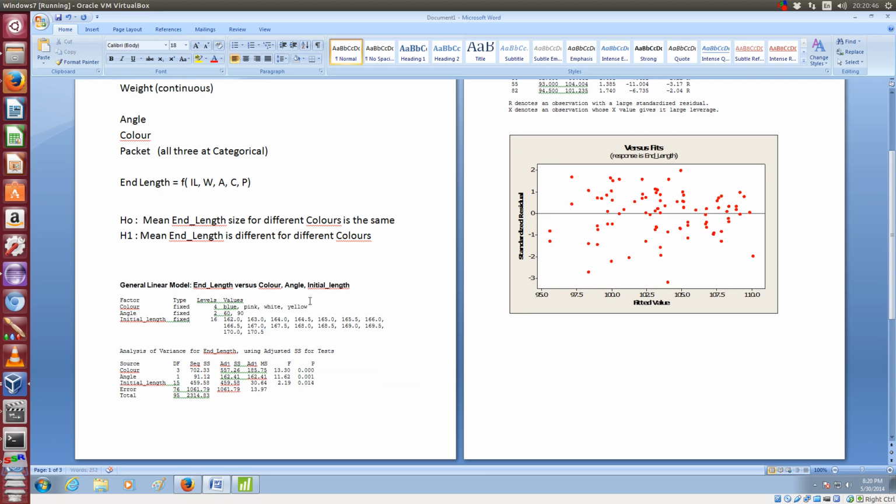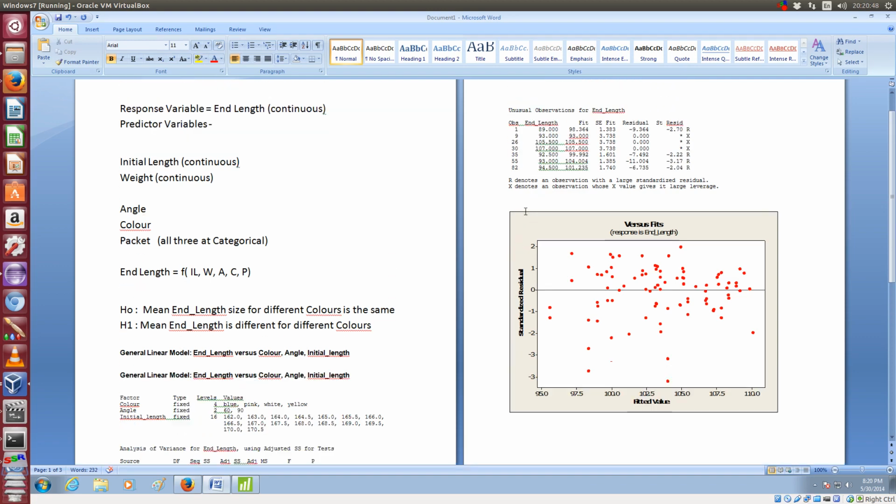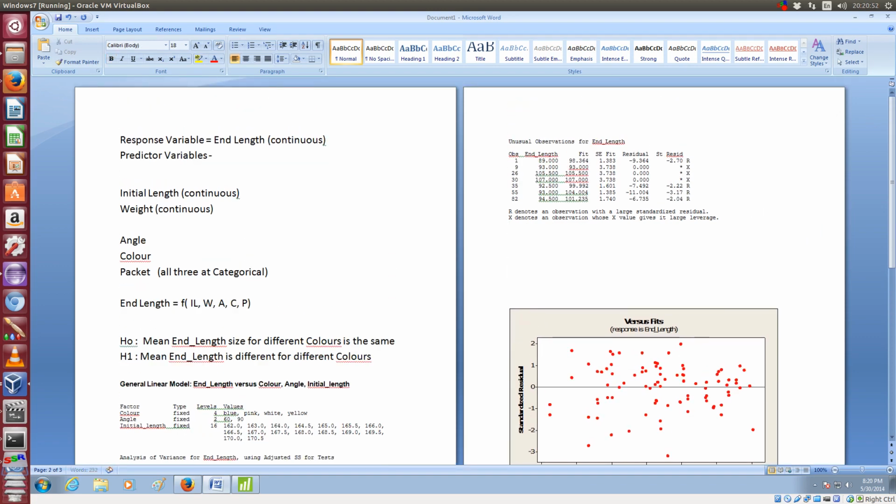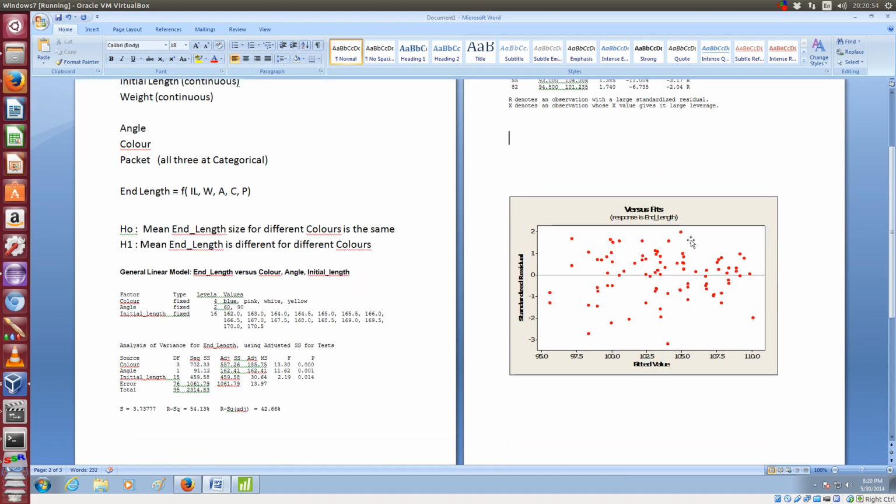So in terms of what is required in terms of the output, or what you need to talk about in order to get full marks. Okay, firstly, obviously, you talk about why you're going to be doing a GLM. You then put forward the hypothesis that you're going to be testing within this, i.e., the mean end length. So this is for color. Then you would have, sorry to repeat myself, one for angle and then one for initial length.